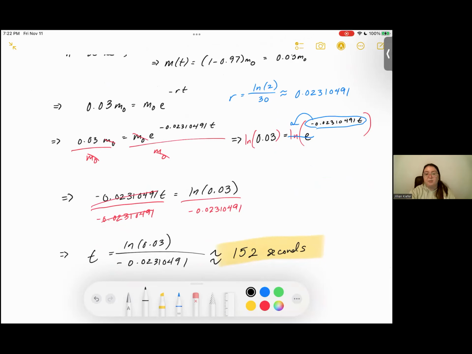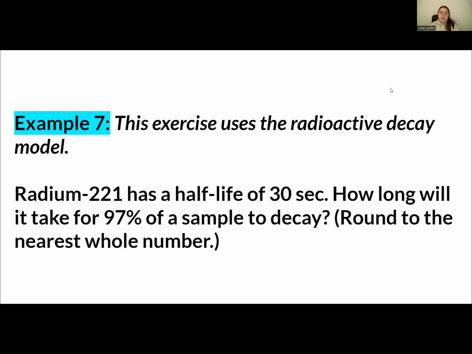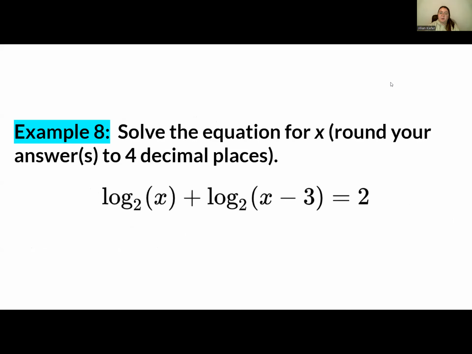Let's go ahead and go back over to our review slides. All right, that was example 7. Our last example here, example 8, we're going to solve the equation for x. We're going to round our answers to 4 decimal places if needed. You'll see that statement on a lot of different problems.